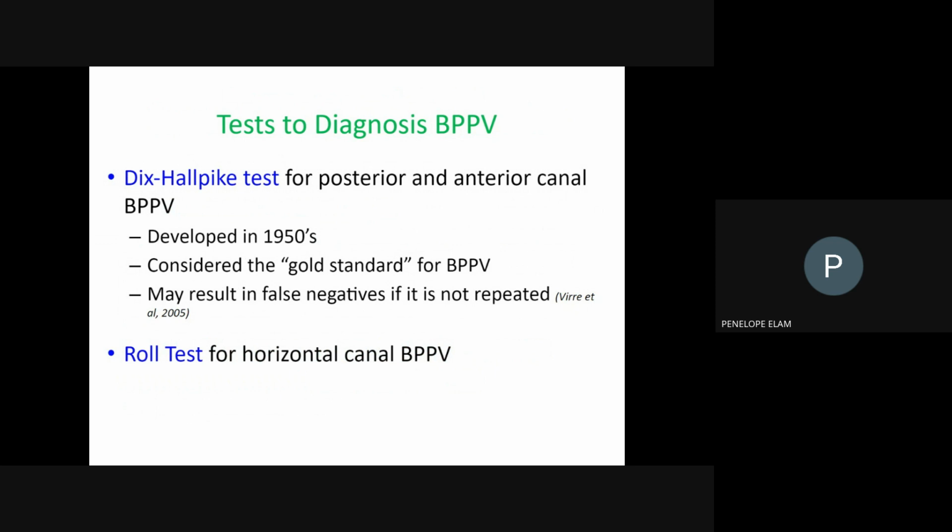So the Dix-Hallpike is going to be our first choice of method, because the odds of it being in the posterior canal are significantly higher. So we would always start with the Dix-Hallpike. If that was negative, but we still thought it was BPPV, then we would move into the roll test.